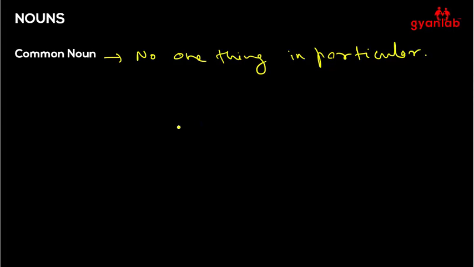The next type of noun that we have here is common noun. So common noun is basically no one thing in particular. Whereas in the last case of a proper noun, we saw it is a name for one particular thing, here it's no one thing in particular. So that's a common noun, and it can be given to any number of things of the same kind.